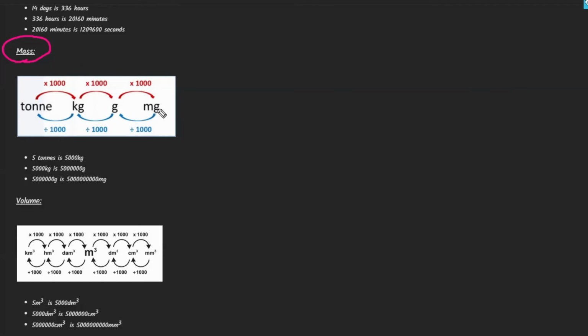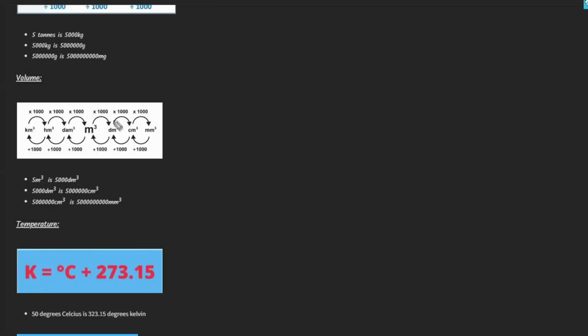And again, if you want to go from milligrams to grams to kilograms to tons, you just have to divide by 1000, 1000, and 1000. Pause the video to look at some examples that I wrote here, how 5 tons is actually 5000 kilograms, and so on. Volume is pretty much the exact same as mass, as you just have to multiply by 1000 to convert from one to another.